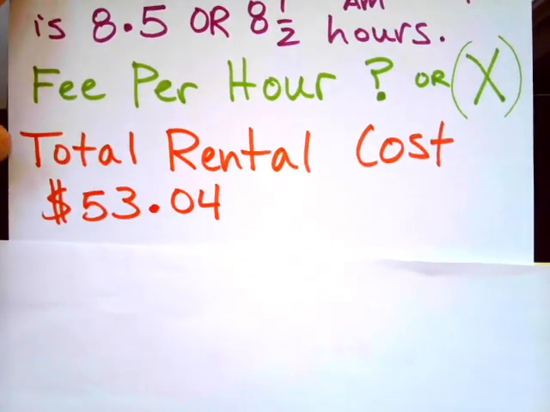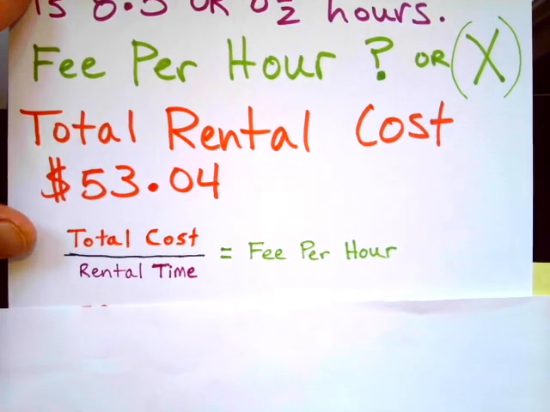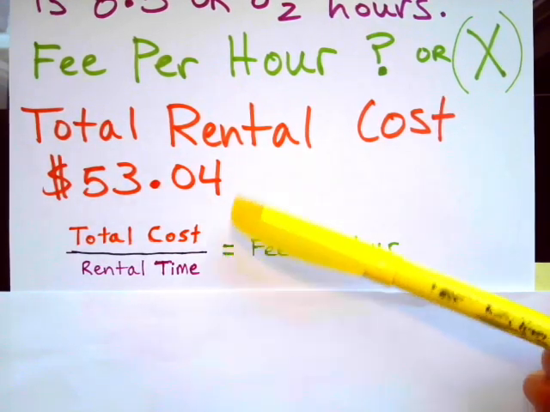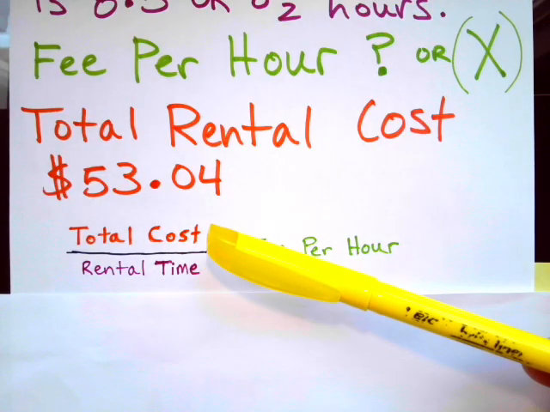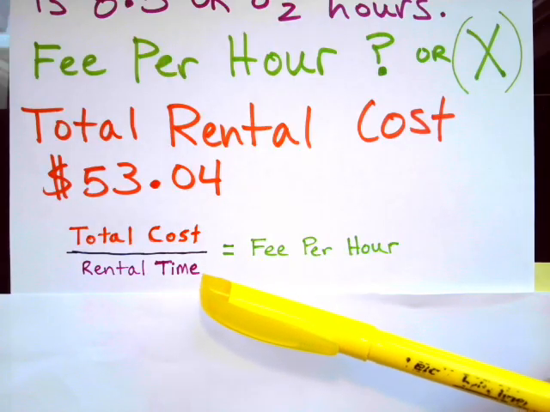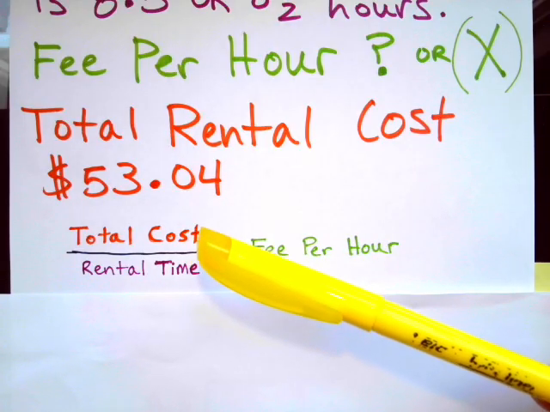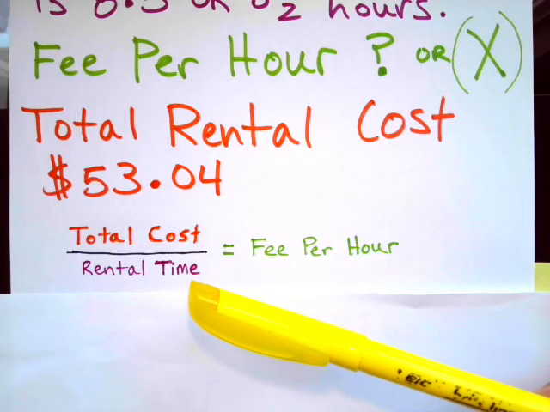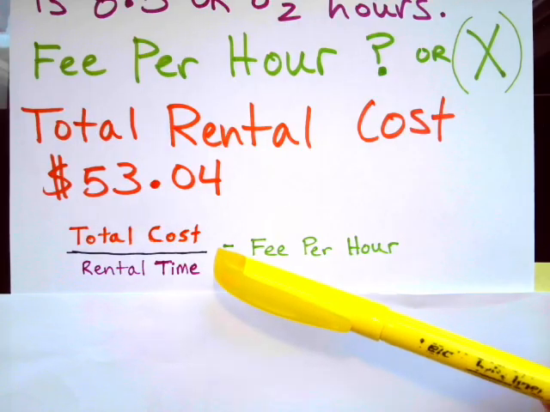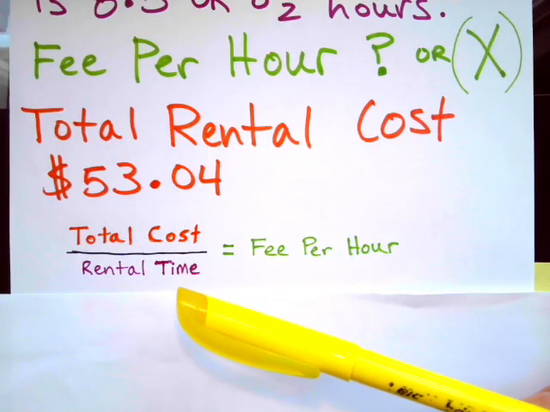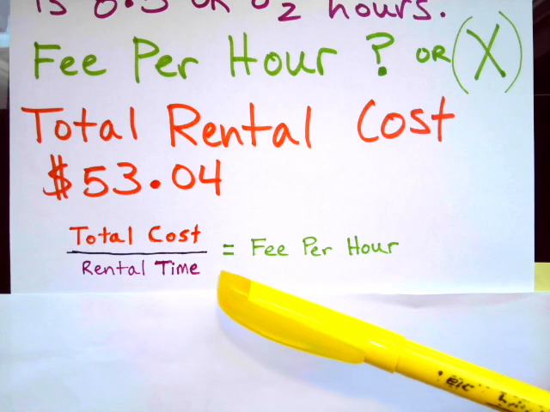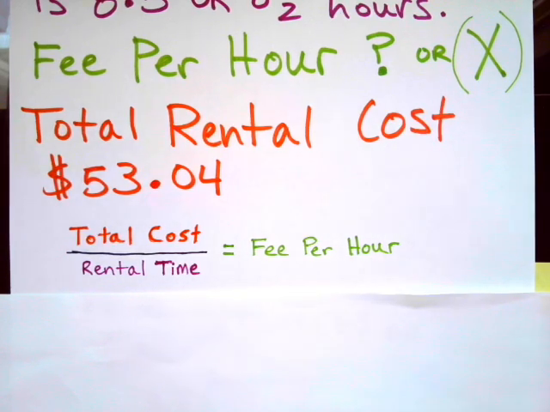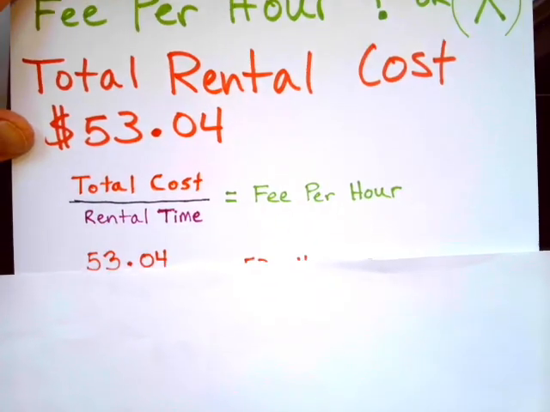All right, so let's continue on in organizing our values. You're going to put the total cost over your rental time. Total cost, $53.04. Rental time was 8.5 hours. So 53.04 over 8.5. That's the total rental time, 8.5 hours. That's going to give you, once you simplify and divide, the fee per hour. Every fraction's a division problem, top divided by the bottom. So that's kind of what we're looking at here.